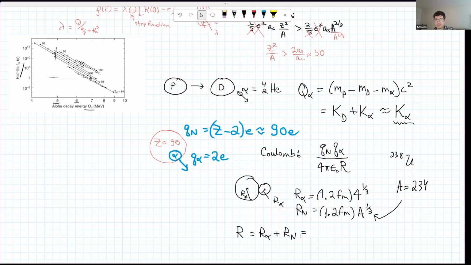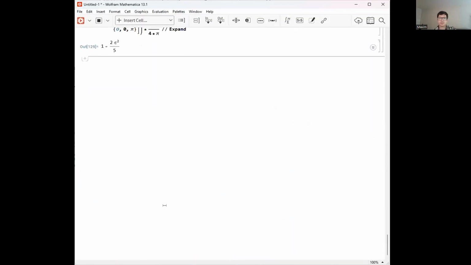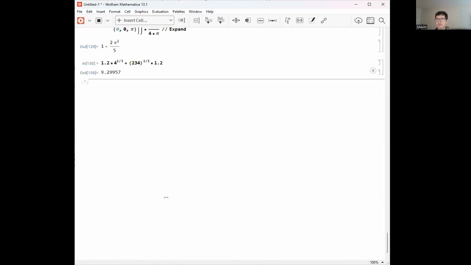So what do we get? Let's fire up whatever calculator you wish. So it's 1.2 times 4 to the 1/3 plus 234 to the 1/3 times 1.2. That's 9.3, okay. So 9.3 femtometers apart.